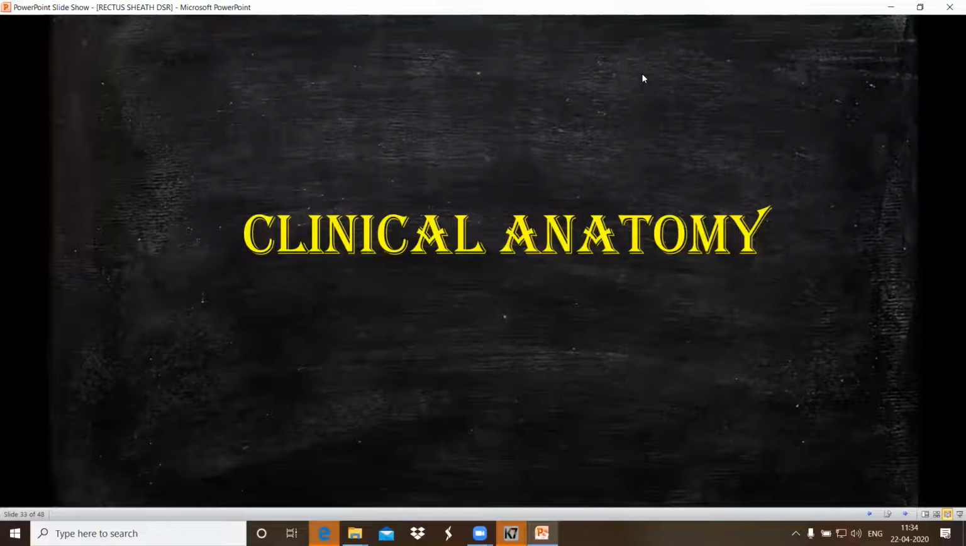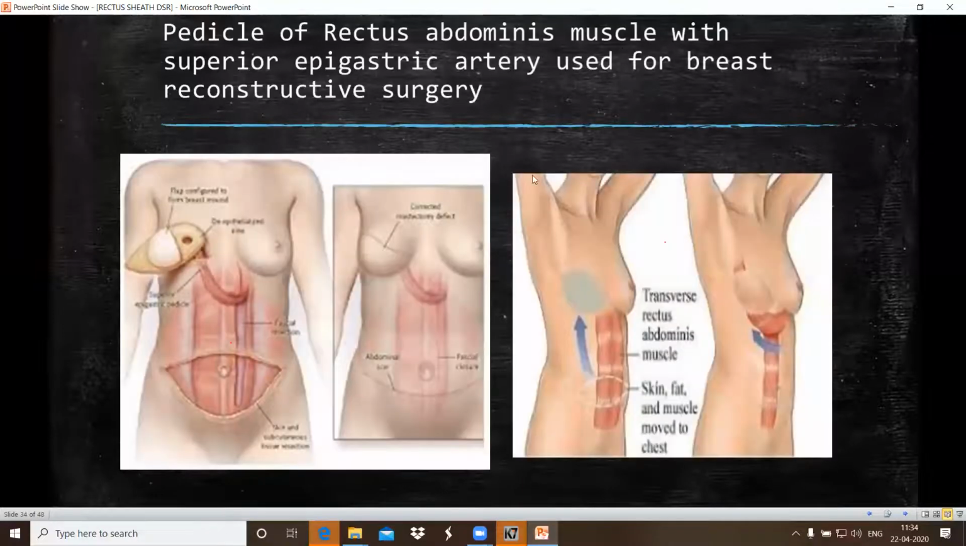Coming to the clinical anatomy. The first clinical anatomy is the pedicle flap of the rectus abdominis. Here in this diagram, the rectus abdominis pedicle, along with the superior epigastric artery, is used for breast reconstructive surgery. These two diagrams show the breast reconstructive surgery with the help of the rectus abdominis. This is the first applied anatomy.